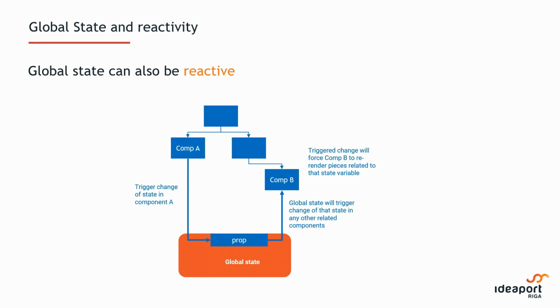A couple words about the reactivity of the global state. Basically, in this schema you can see that when one component updates the property in the global state, it will automatically trigger the change of the state in the other components which are subscribed to the state. It will change the state inside those components and also re-render the part of the application that is responsible for that variable. Okay, so we're done with the architecture.